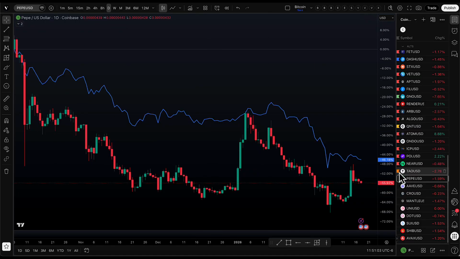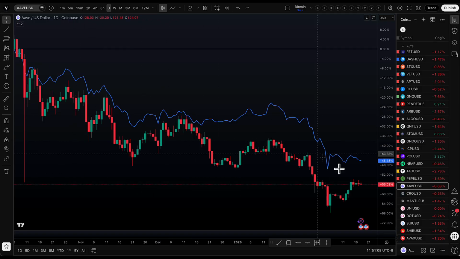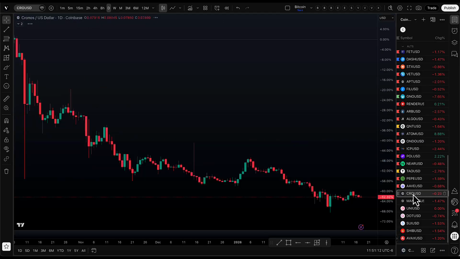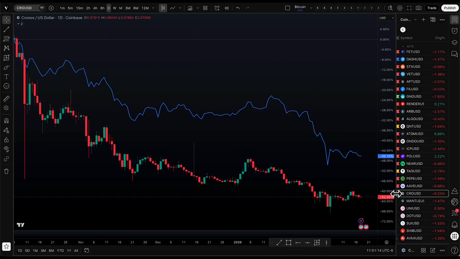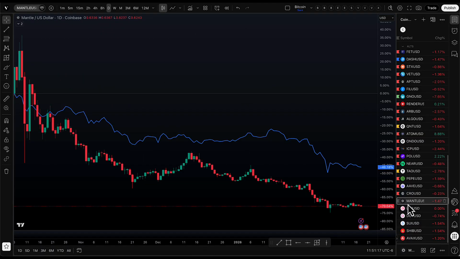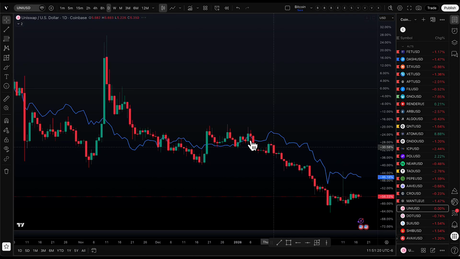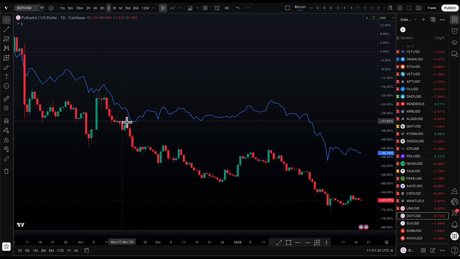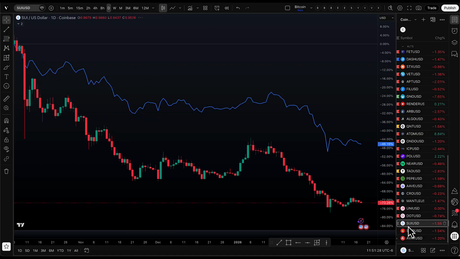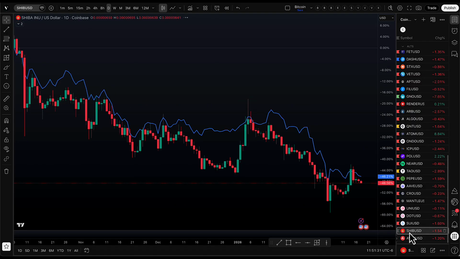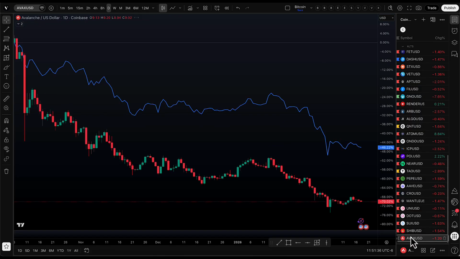Now what about Pepe? Pepe, definitely underwater. No good for Pepe. Ave, you are underwater. Ave, come on, get better. Kronos. Kronos is most certainly underwater. Mantle, just as much. Uniswap, underwater. Dot. Polkadot, how are we doing? Definitely underwater. Sui, underwater. Everybody's sick today. Shiba, okay, trying, but still underwater, following a little bit more. And AVAX, oh, poor old AVAX, definitely underwater for AVAX.